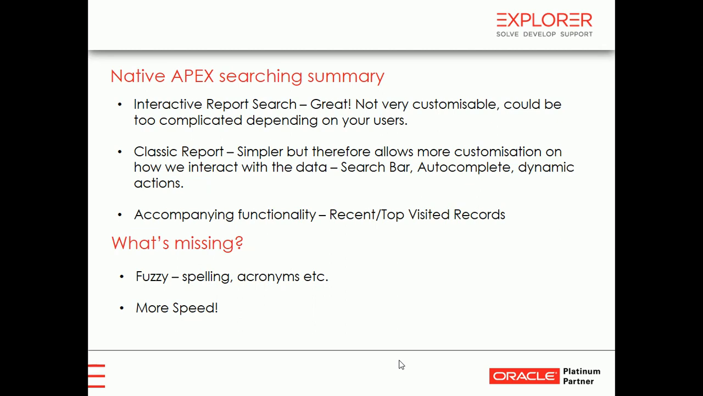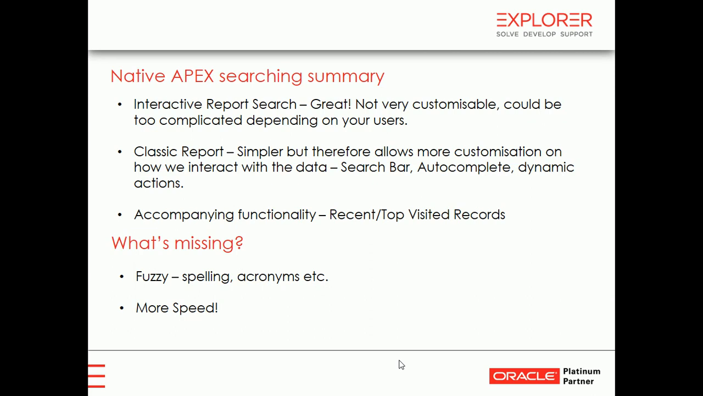We've shown how, in order to customize some of the search results, we actually need to cut back from the interactive report to a classic report, which gives us our Apex items that we can customize and add autocomplete to, and dynamic actions in order to make the search results screen a little bit more friendly. We've also seen some accompanying functionality that you can add onto your application in order to try and stop the users actually using search at all, but get to the record that they're possibly looking for a lot quicker.